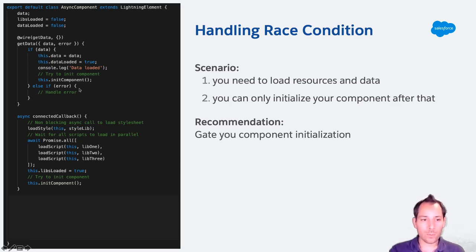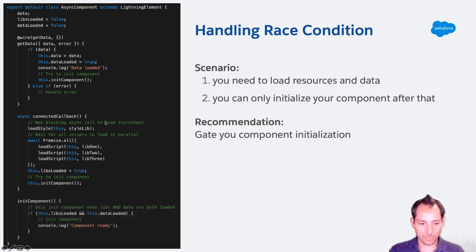But of course, we only want init component to happen once. So the way we work with this init component function is that we will check for both libs to be loaded and data to be loaded. And so this way, only the second call to init component will be the one that proceeds to initialize the component. And here, instead of loading component ready, we should be placing the custom initialization logic. This is how you gate the component initialization with some Boolean variables.